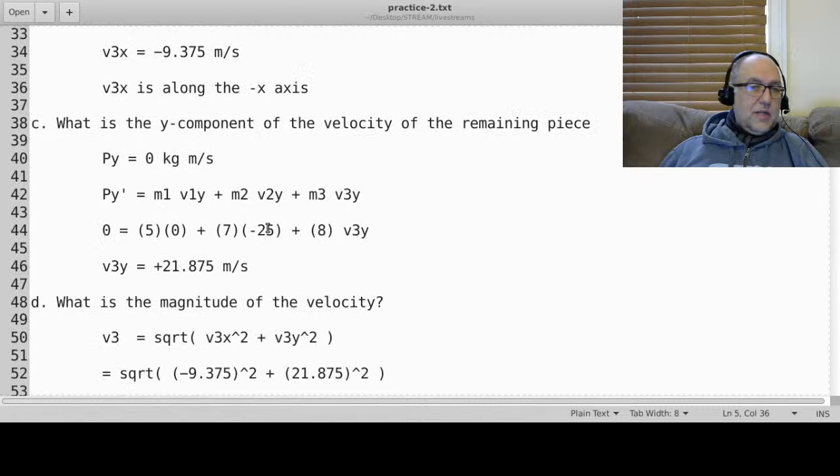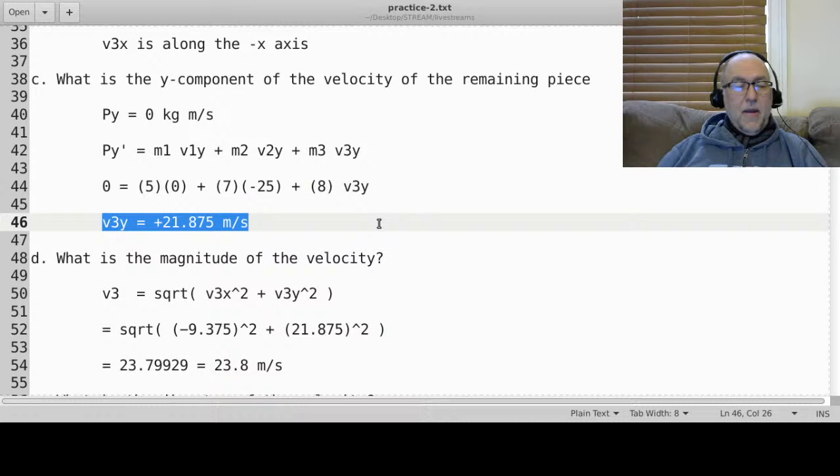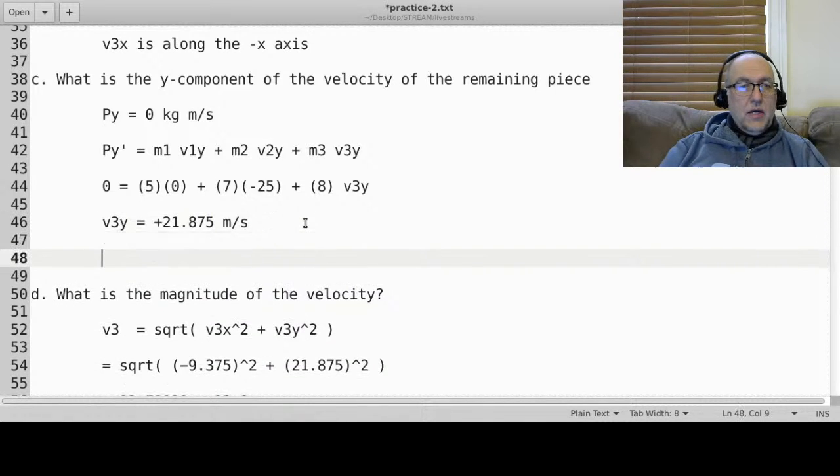So that's why we have a negative 25 there, plus 8 times v3 y component, and just simplify that and then divide by 8. It turns out to be positive 21.875 meters per second. And again, just note v3y is along the positive y-axis.